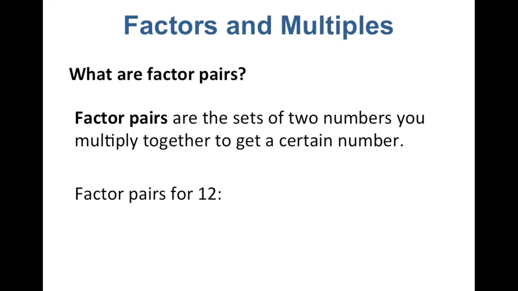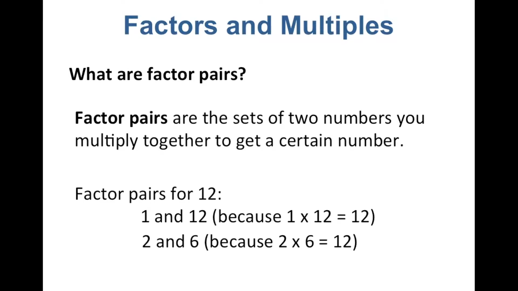12 actually has three factor pairs. You can multiply 1 times 12 to get 12, so 1 and 12 are a factor pair for 12. 2 and 6, because 2 times 6 equals 12, and our earlier example of 3 and 4. That's a factor pair for 12 because 3 times 4 also equals 12.